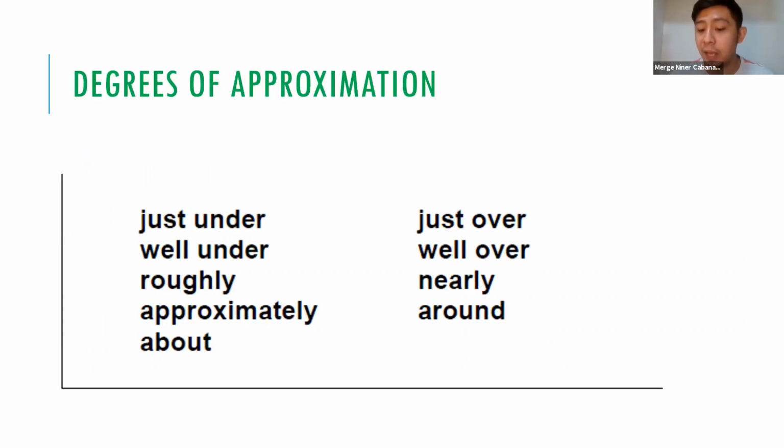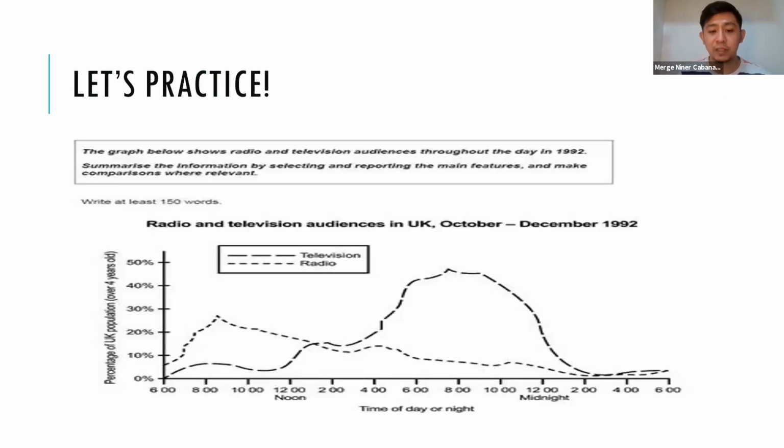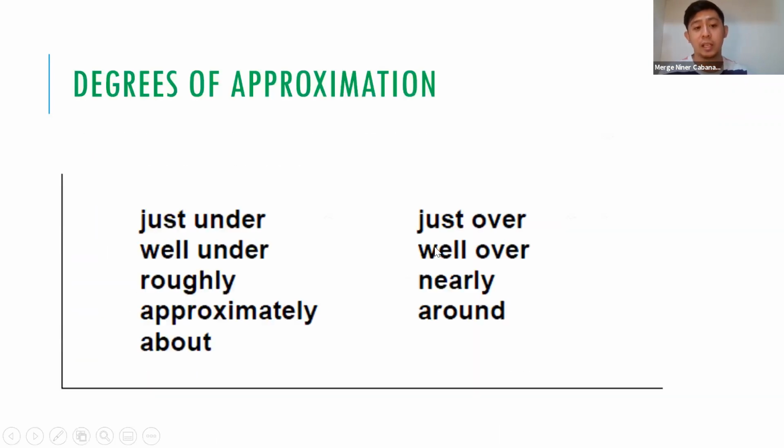Degrees of approximation. Sometimes, take a look at this. I'm going to refer to my previous slide. Sometimes we will not be able to see the correct value, like if you can see this. Is this really 30%? No. Is it what, 27, 28? No, I can't make up my mind what percentage or what numbers we are going to use for this type of trend. So what you can do instead is to use a degree of approximation. And these are the words that you can use for degrees of approximation.